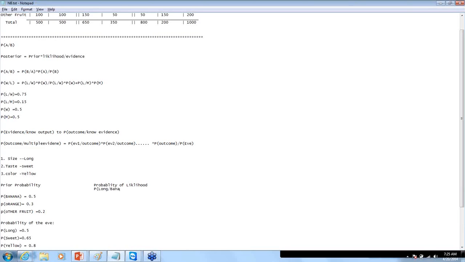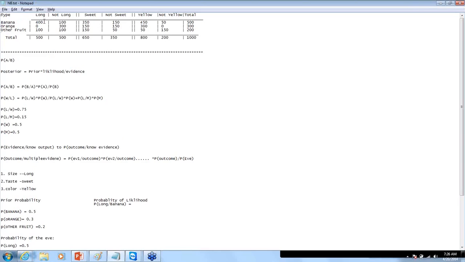So if I know that I am having a banana, what is the probability that it is long? What will be the probability for this? If you look at the total long fruits which are banana, it's this number, 400. So 400 out of total bananas, which is 500. So 400 out of 500, so my probability is 0.8 for that.